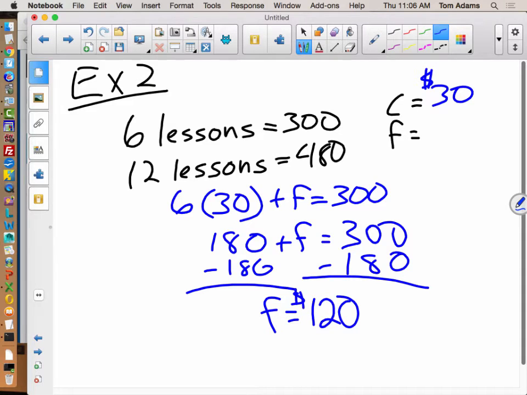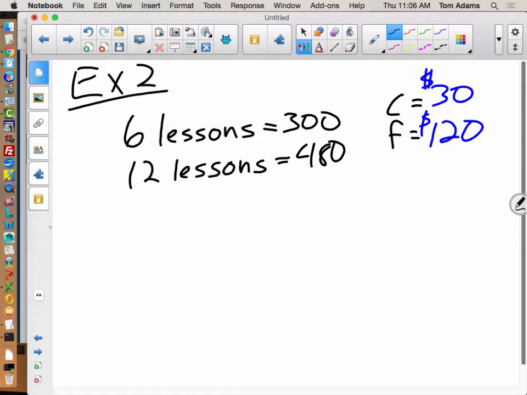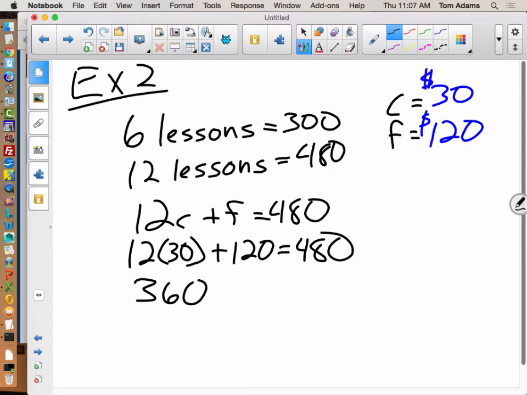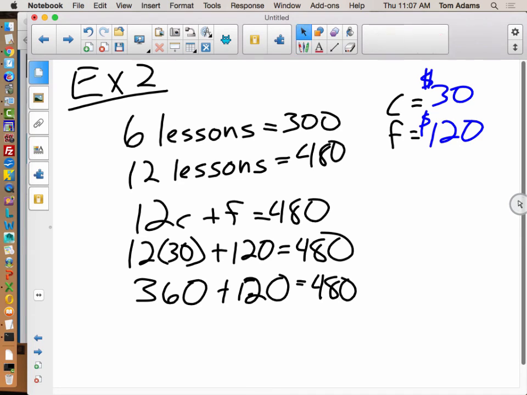Now I could verify this by plugging this into the second equation. So here we're going to do all algebra. Now, the second equation, 12C plus F equals 480. Should work out if I say 12 times 30 plus 120 should equal 480. 12 times 30 is 360 plus 120. Whoops, what does that equal? It does equal 480, right? Works out good, right?